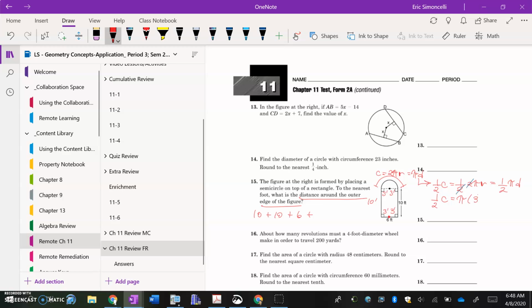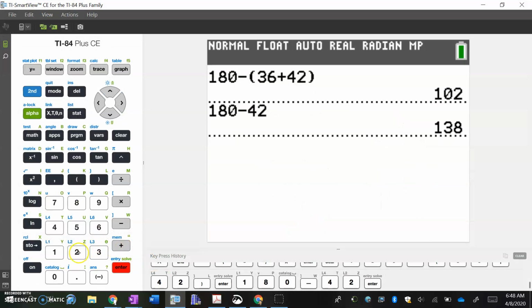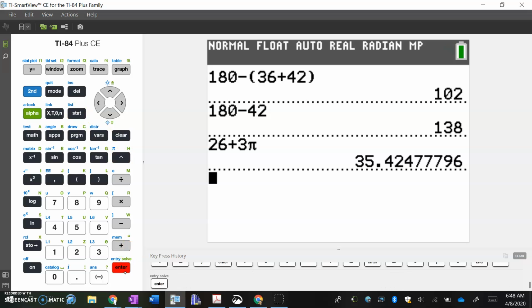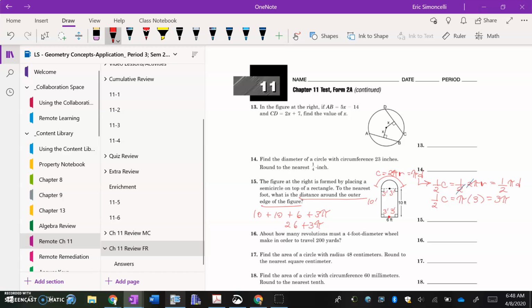Okay, and that of course we said was 3. So we're looking at 3 pi. And that also should be in feet. That's all said and done. Okay, so if you do the math, of course, 10 plus 10 plus 6, that's 26. So we got 26 plus 3 pi, which, as a decimal, use the pi button, please. The better answer, 35.4. And to the nearest foot, we'll just say 35. We'll call that the quote-unquote perimeter around this particular figure.